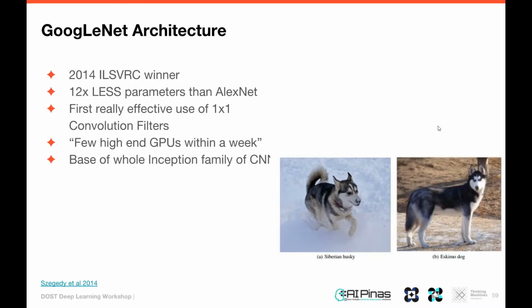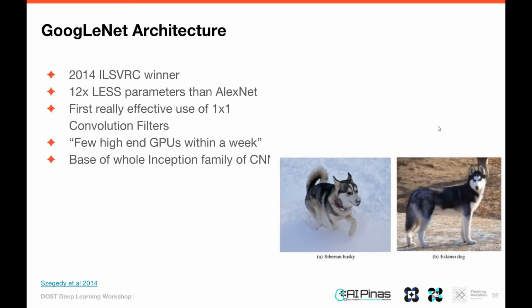Think for a second, what is a one-by-one convolution filter? It is a filter that takes in one activation volume and outputs another activation volume of exactly the same dimensions, or at least the same width and height dimensions. While they didn't provide specific details about how many GPUs, this trained on a quote-unquote few high-end GPUs within a week.